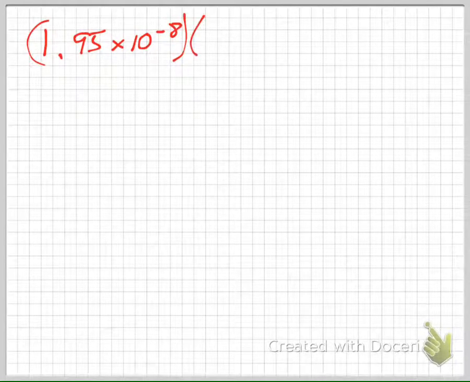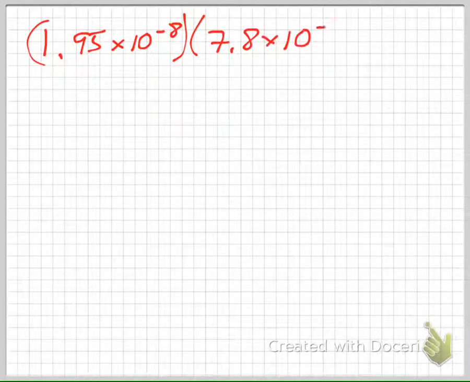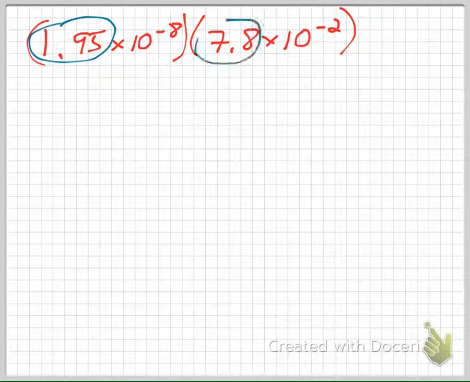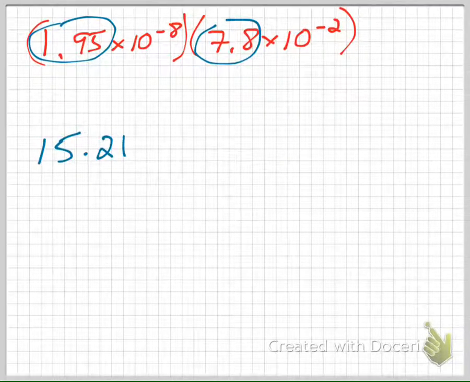Okay, here we go. Try 1.95 times 10 to the negative 8th times 7.8 times 10 to the negative 2nd. And you're right, I would definitely use a calculator to multiply 1.95 times 7.8. Why not? That would take forever. First thing we do is multiply the numbers. What is 1.95 times 7.8? 15 point what? 15.21. They're gone.